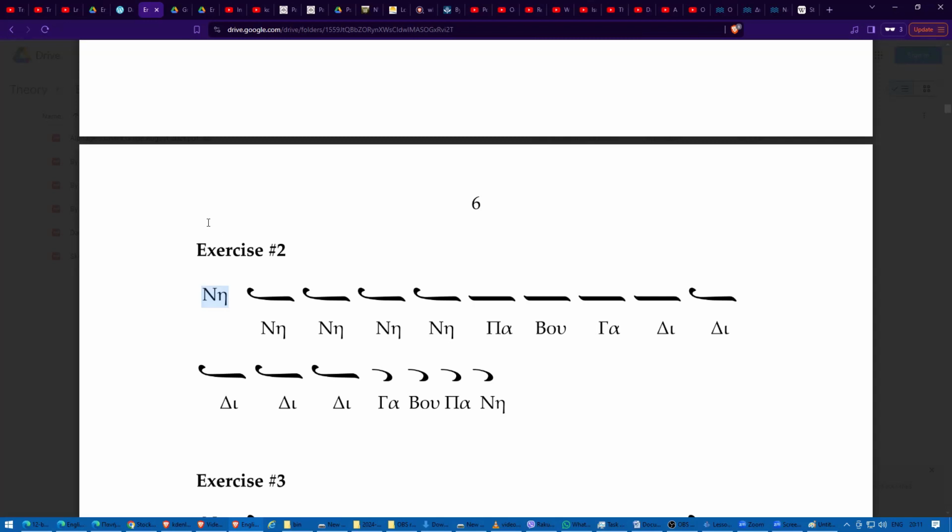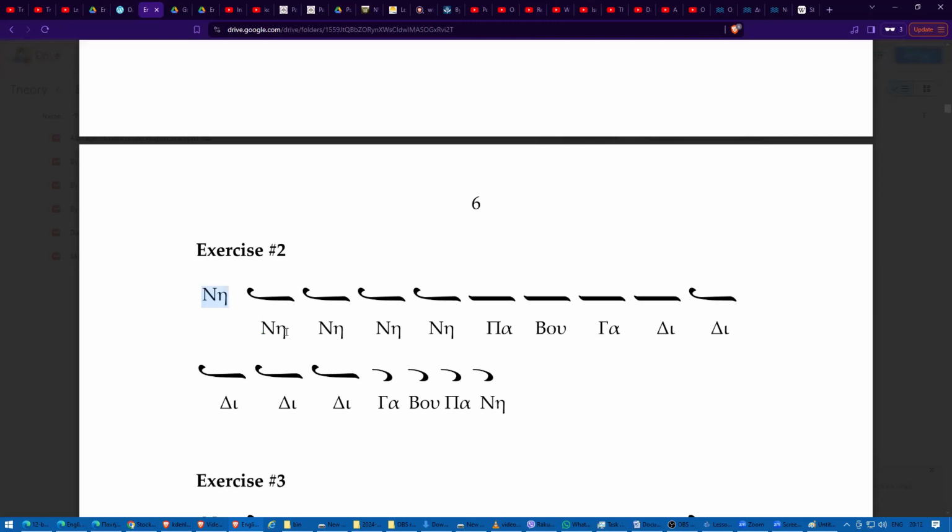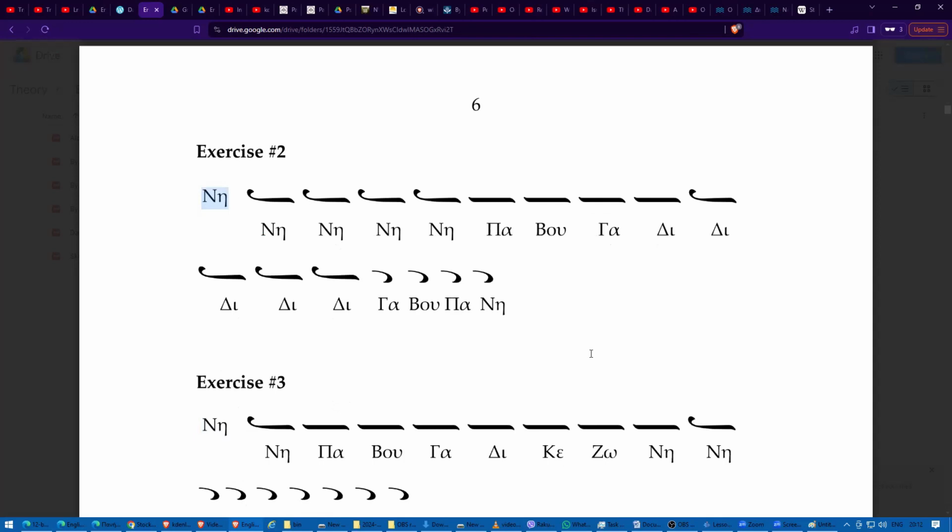So if we go ni, ni, ni, ni, ni, ni, pa, pa, vu, vu, ga, vi, vi, vi, vi, vi, vi, ga, pa, vu, vu, pa, ni. Excellent. I heard a few of you there.